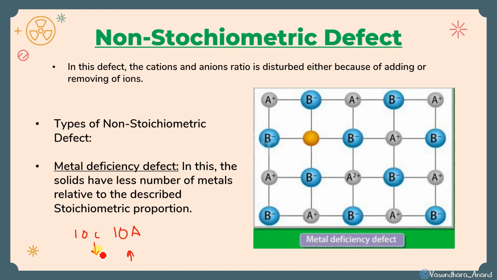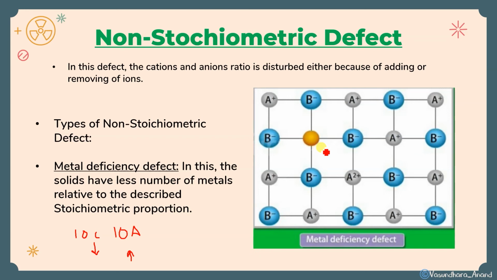Yes. 10 cations, 10 anions are there. What I have done, I have added one anion over here. In this case also, metal deficiency occurs. Or in another case, I have removed one cation from this. In this case also, one cation will be less and metal deficiency defect will occur. Got it? In this, the solid has fewer metals relative to the stoichiometric coefficient. You can see that one cation is missing over here.